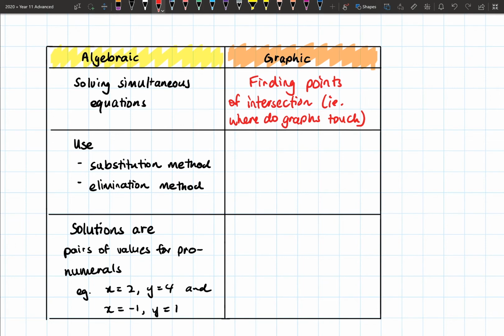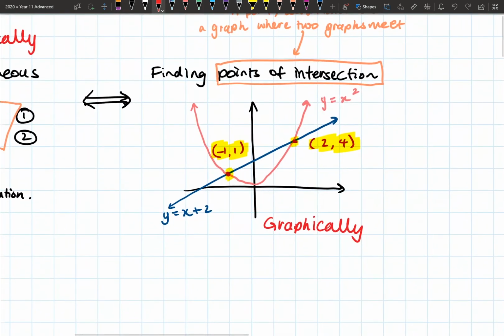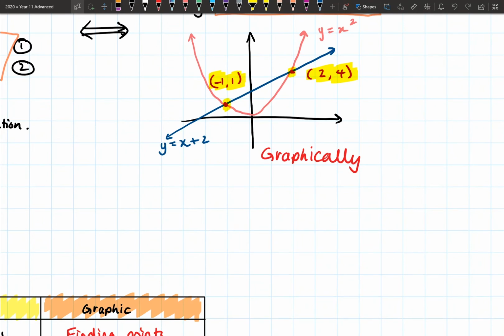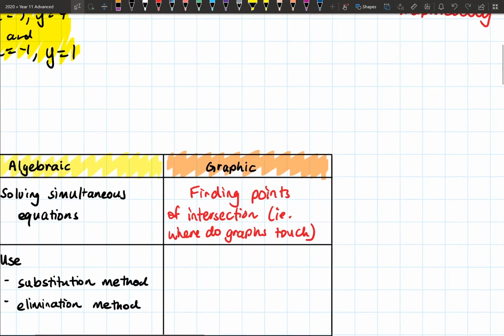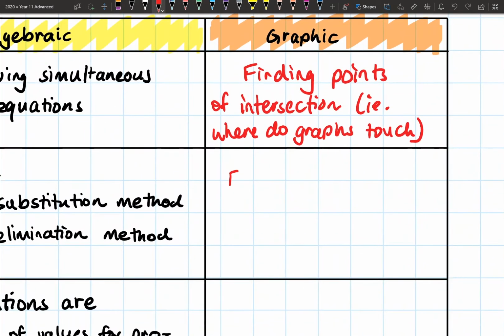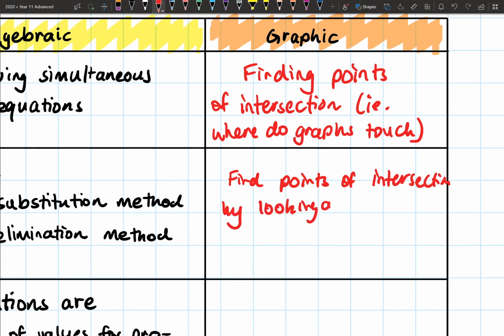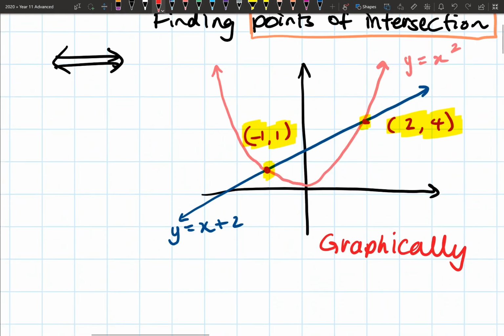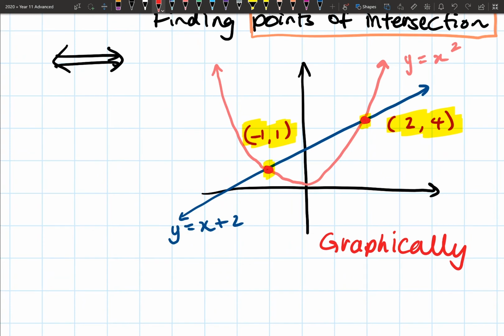Graphically, all we do is look at our two graphs and find points of intersection by looking at where the graphs touch. We're asking, where do these two graphs touch? For example, we saw that it touches here and also over here. That's what we do.